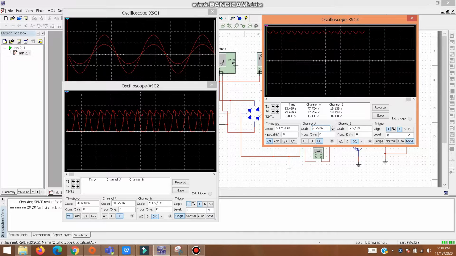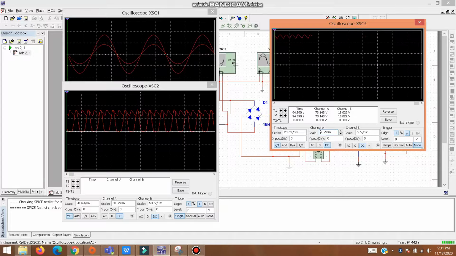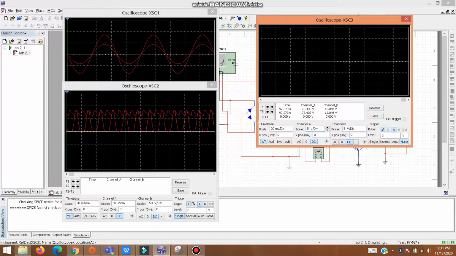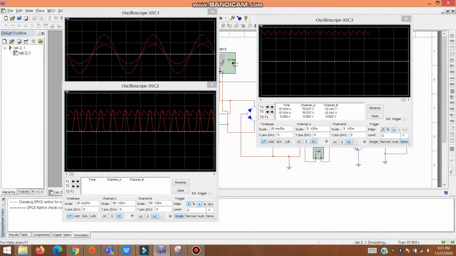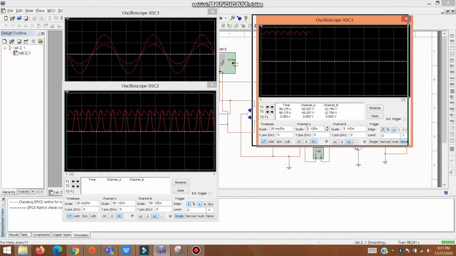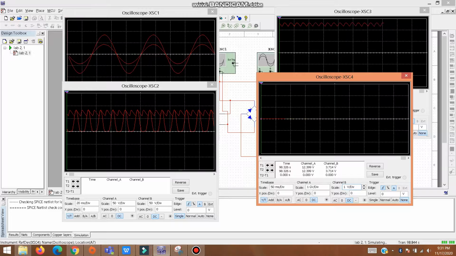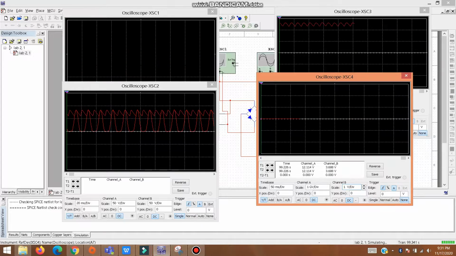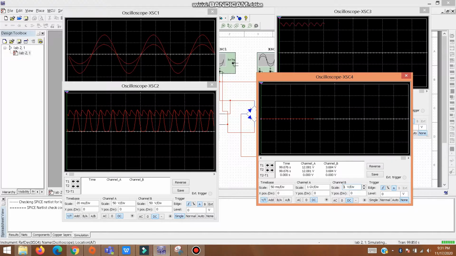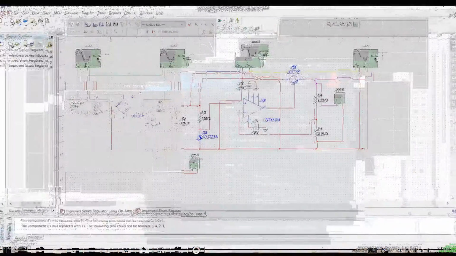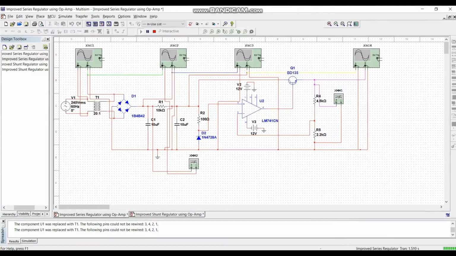The wave in this result, in this oscilloscope, becomes one line and becomes smoother. And for the regulator voltage, it becomes smoother and becomes a DC signal. Okay, next we go to the improved series voltage regulator using op-amp.